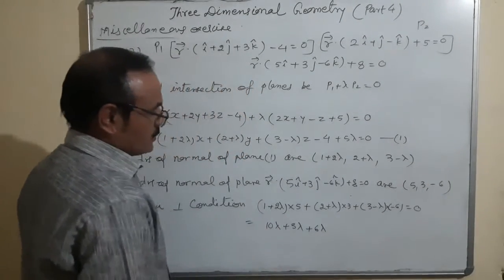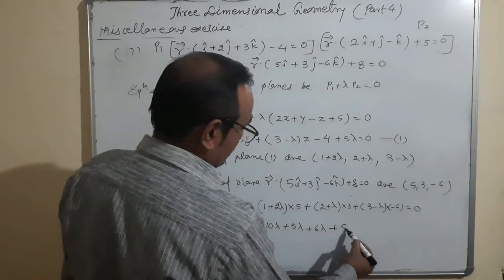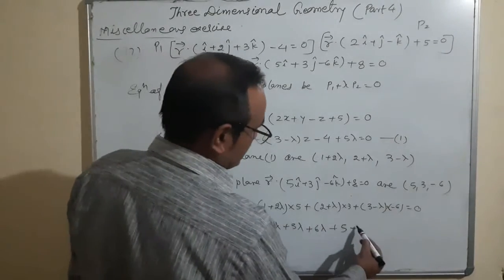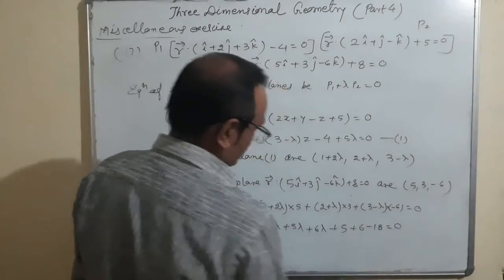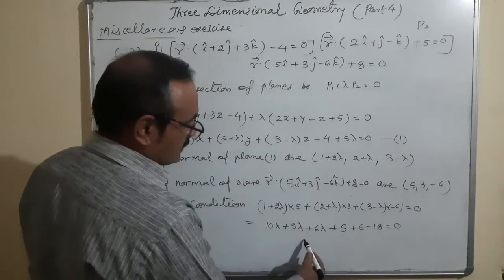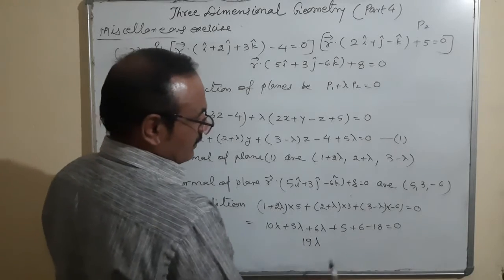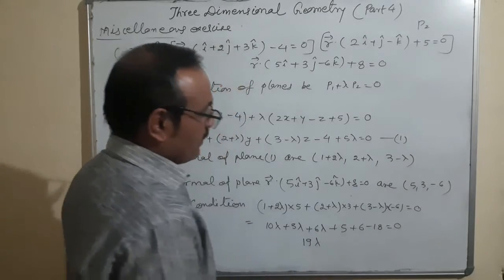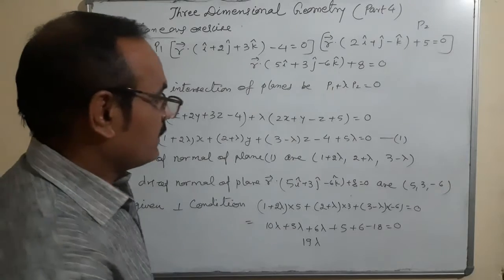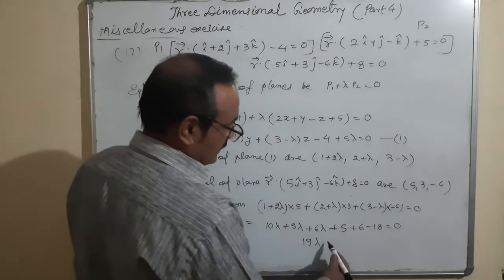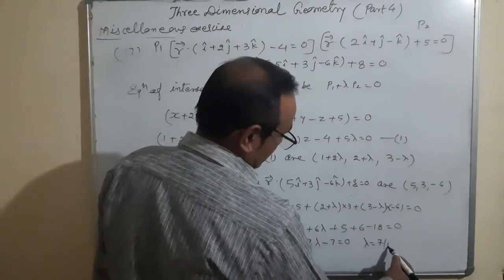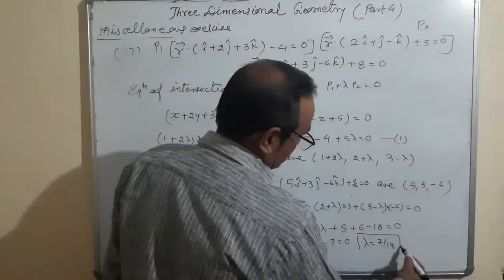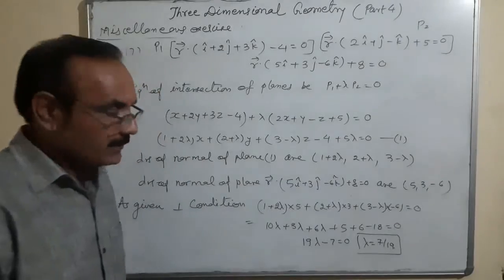Okay, now the simple terms: plus 5 plus 6 and minus 18 is equal to 0. So 10, 13, 6, 19 lambda, 6 to 11, 11 minus 18, minus 7 is equal to 0. Therefore, lambda is equal to 7 upon 19. This is the value of lambda, 7 upon 19. Okay.